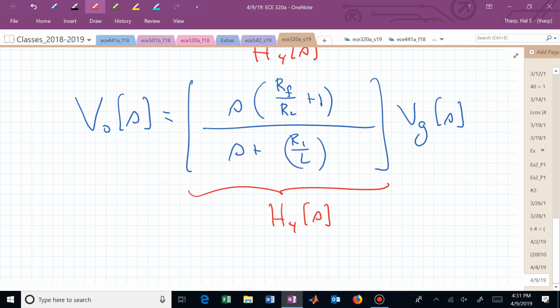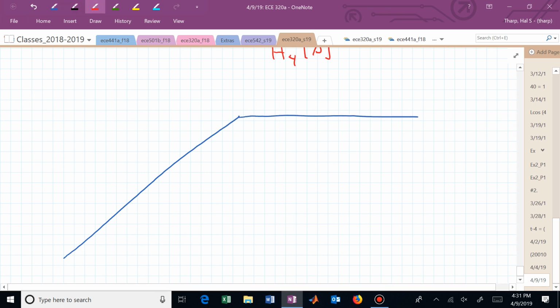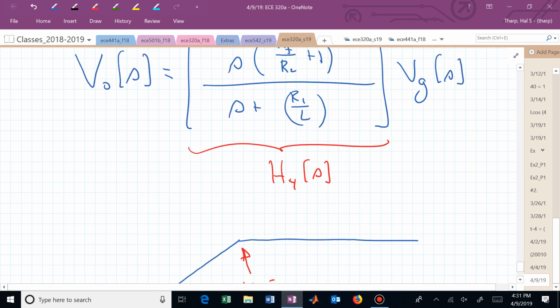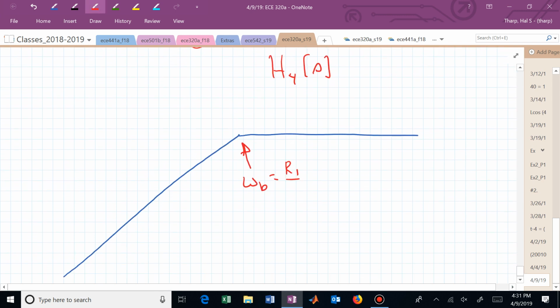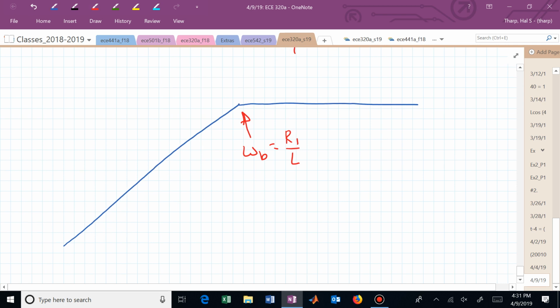This again is a, let me draw it and then you can answer. We're coming up from the bottom, then we have a break at, that was R1 over L. And what kind of a shape is that? Oh, and this was plus 20 dB per decade.